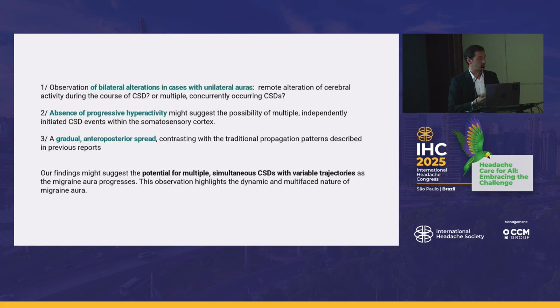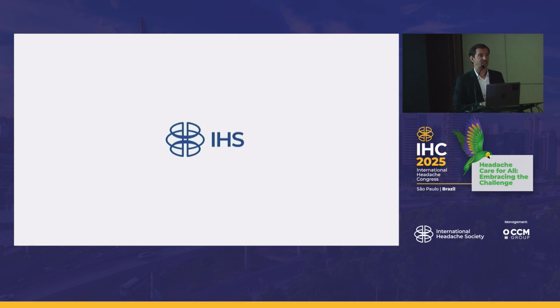And third, we also observe something unusual, a gradual antero-posterior spread of hyperactivity, which contrasts with the traditional propagation patterns described in the classical view of migraine aura. So our findings might suggest the potential of multiple simultaneous cortical spreading depressions with variable trajectories as the migraine aura progresses. This observation highlights the dynamic and multi-phased nature of migraine aura. Thank you again for your attention.